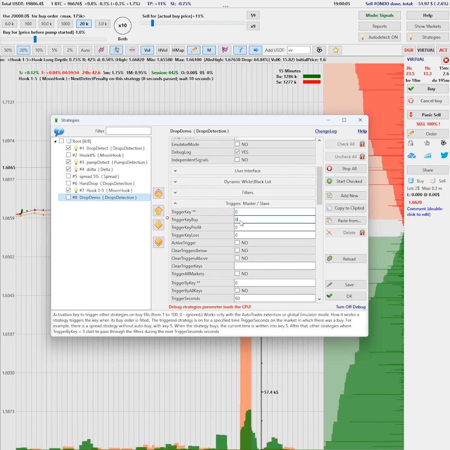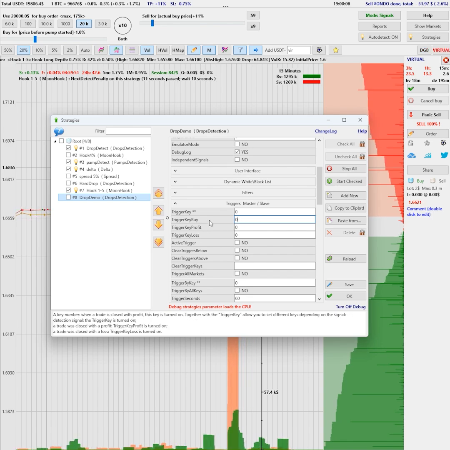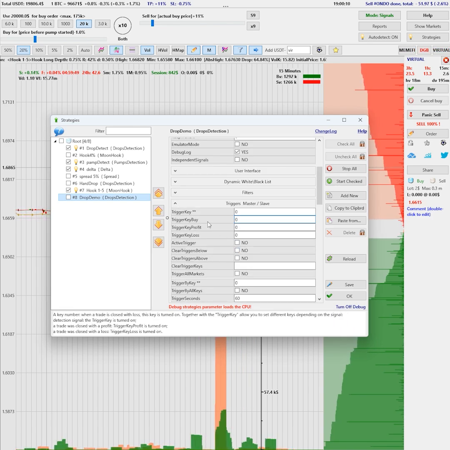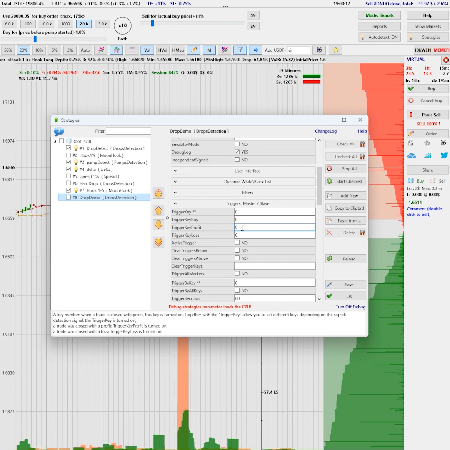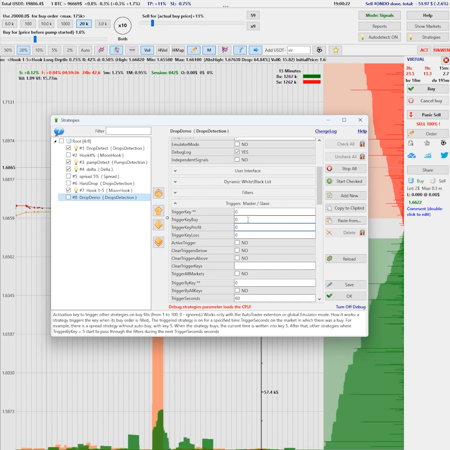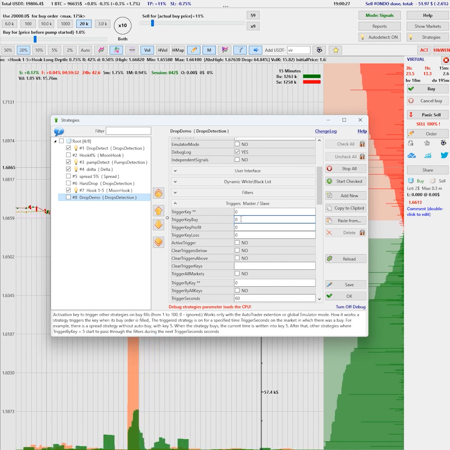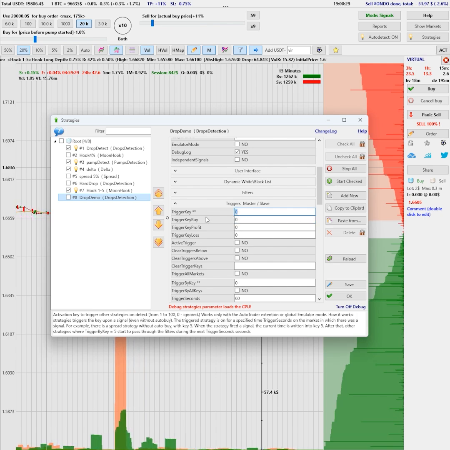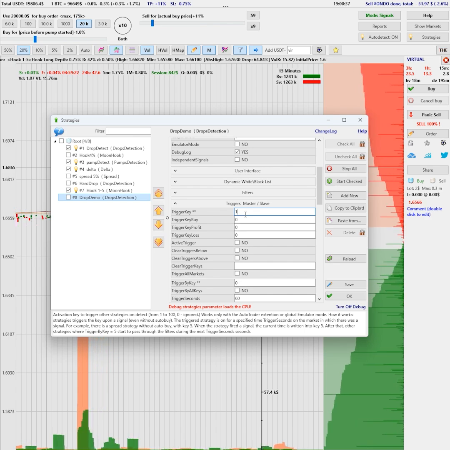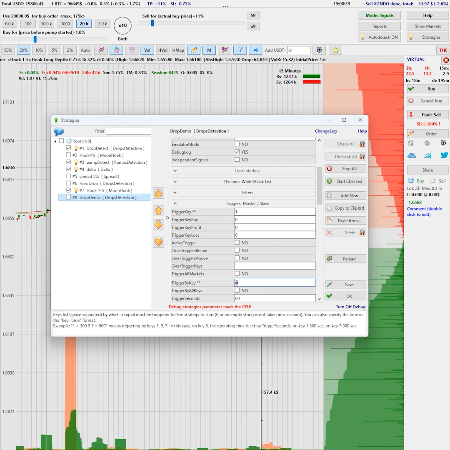Okay, that's kind of how it works. And then this is really the biggest one. The other ones, like trigger key buy, trigger key profit, trigger key loss, those are actually important. The way these can be used, for example, the trigger key buy: whenever this strategy passes the filters and everything, it will trigger the next strategy that has 1 here.